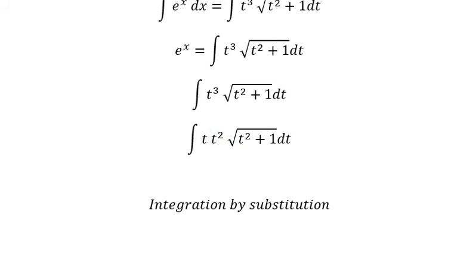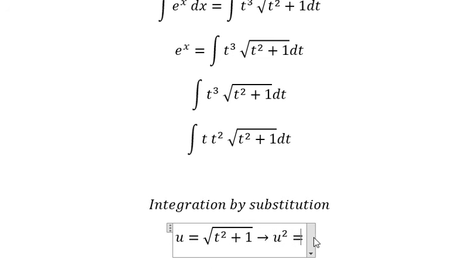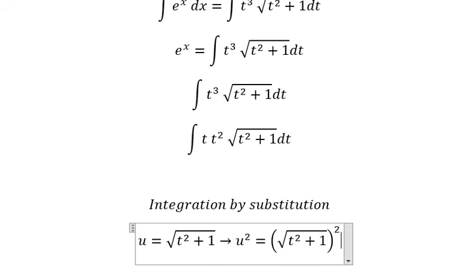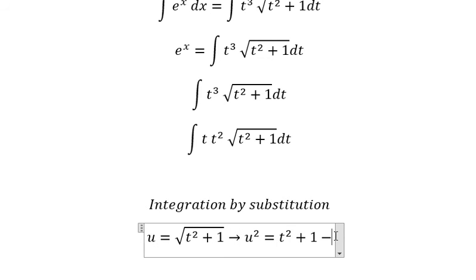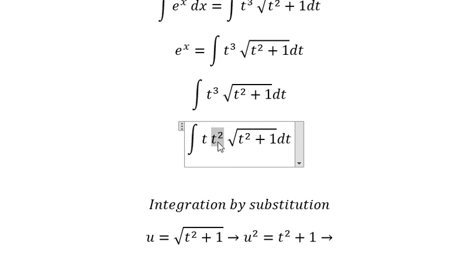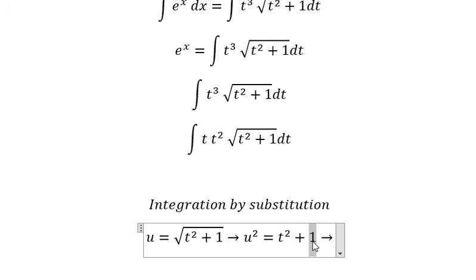Now we can use u equals to this one. Later we put the square for both sides and we have like this. So we need to simplify the square root. Next, because we have t square, that means I need to put number 1 go to the left.